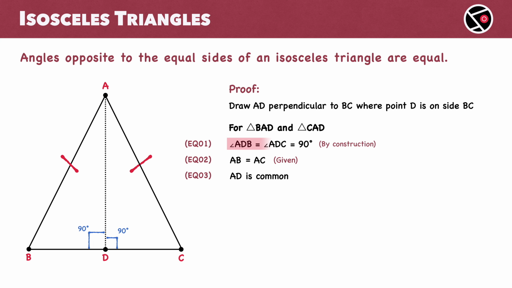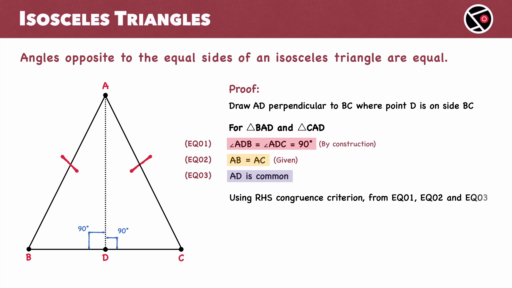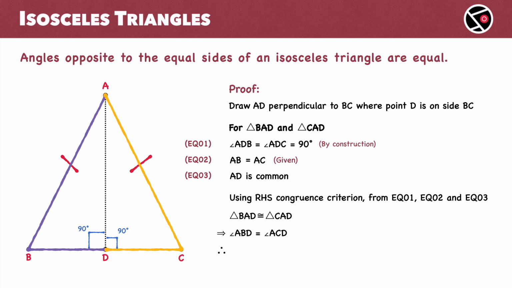Both triangles have a right angle, a pair of equal hypotenuses, and a pair of equal sides. By the RHS criterion for congruence, triangle BAD is congruent to triangle CAD. Since corresponding angles of congruent triangles are equal, angle ABD equals angle ACD, or angle ABC is equal to angle ACB. This completes our second proof.